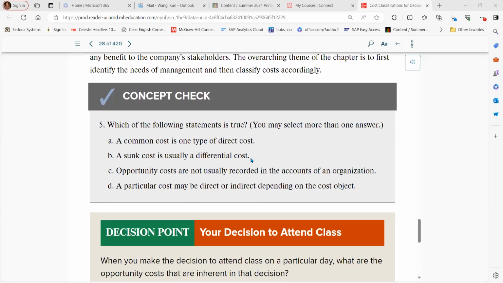Let's try a multiple choice before we wrap up. Which of the following statements is true? You may have more than one answer right. So analyze each of them. Okay, first, a common cost is one type of direct cost. I like this question. It's very nice because it really helps you critically think about the cost concepts we have learned and apply them, okay, to decide. So, a common cost is a type of direct cost.